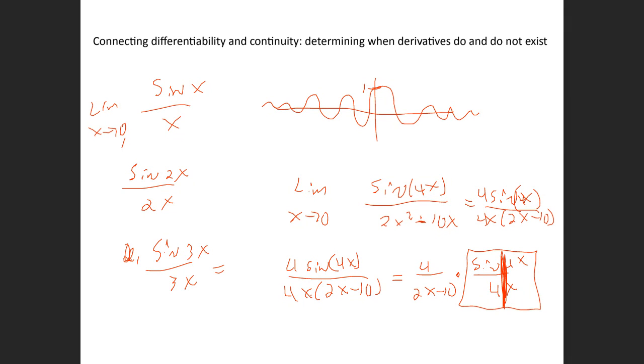So what am I left with? I'm left with 4 over 2x minus 10. And this was the limit as x approaches 0, right? So I just put 0 in here now. So I'm left with negative 4/10. Pretty amazing problem. Love it. That is trying to maneuver things around. That's a great problem. All right.